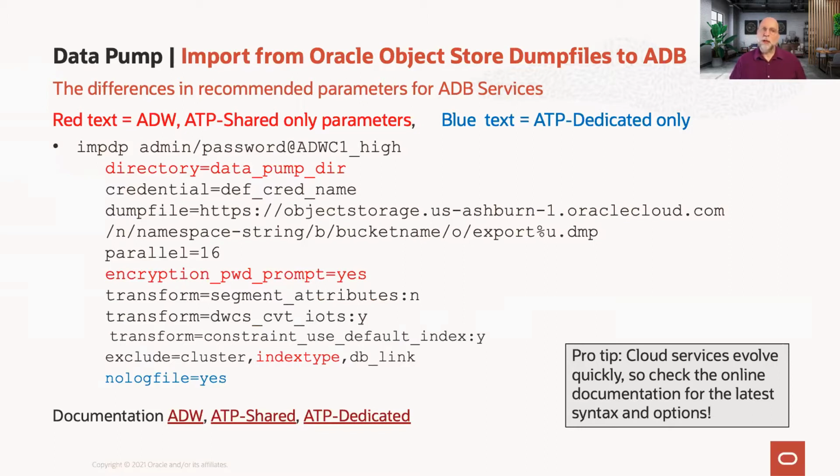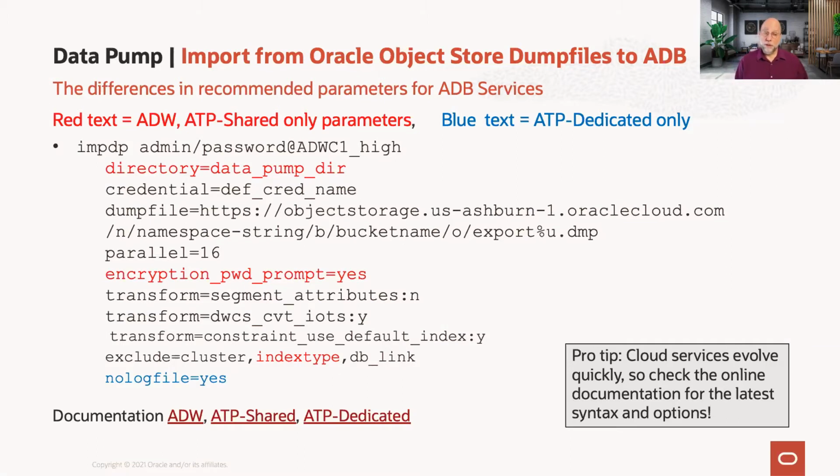In general, when you're importing into Autonomous database, you exclude this set of objects and let Autonomous handle the tuning, the building of indexes and partitioning and so on. But then also specific to dedicated infrastructure, we'd like you to say just no log file. Don't produce a log file when going to dedicated infrastructure at this time.